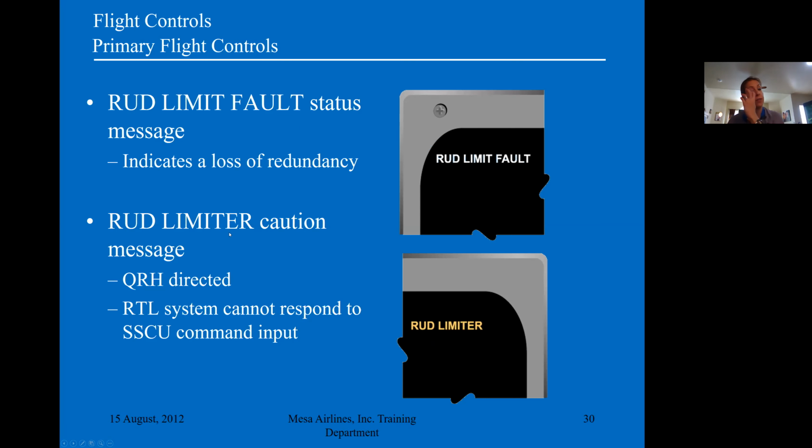If the status message comes up, you have a loss of redundancy, I would take that as an emergency and go ahead and land. So a rudder limiter would be kind of an emergency. QRH, run the checklist, and go land.